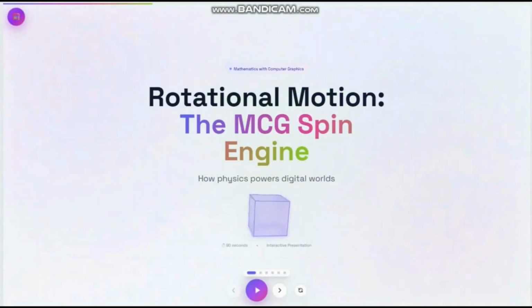Today, we are diving into the invisible force that makes the digital world spin. This is rotational motion, the MCG spin engine, where physics meets pixel to power everything from game characters to robotic arms.